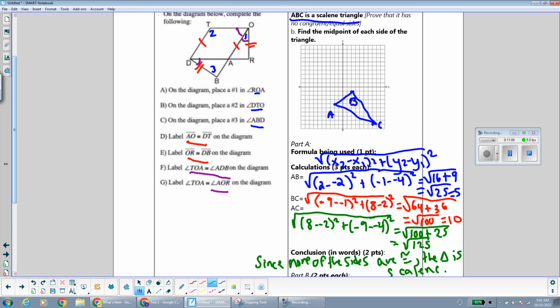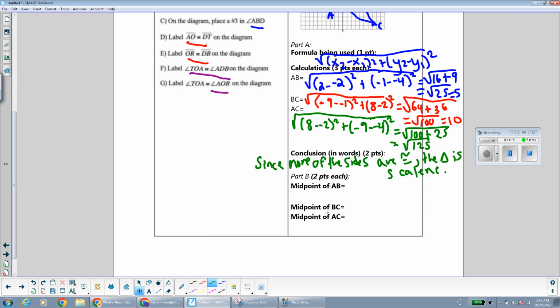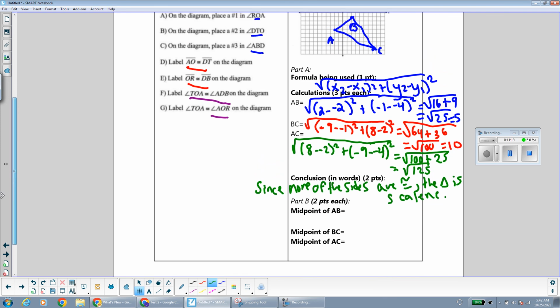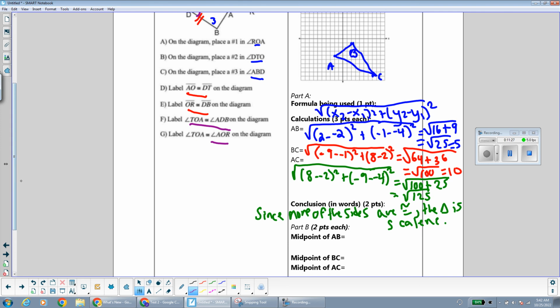Part B says to find the midpoint of each side of the triangle. And if you weren't sure, it was broken down into steps here. Find the midpoint of each side. So make sure that you are using your midpoint formula here. I just want to see the points, so I'm going to scroll up a little bit more. Okay, I guess I can't.